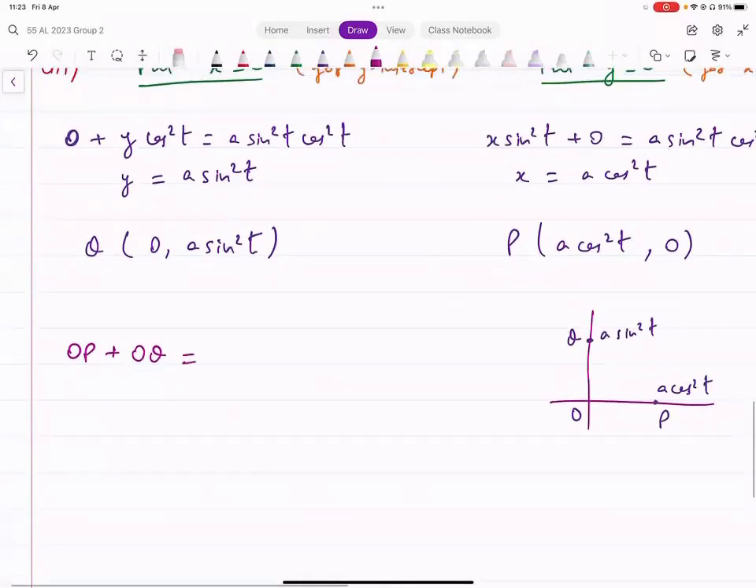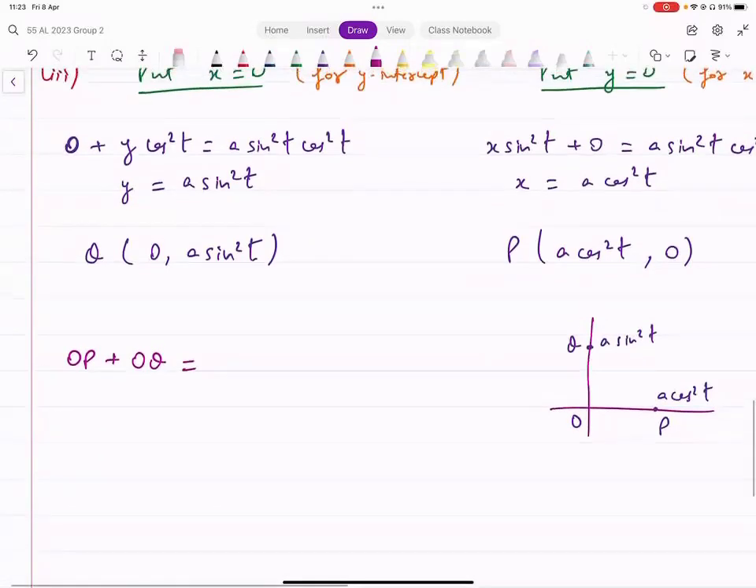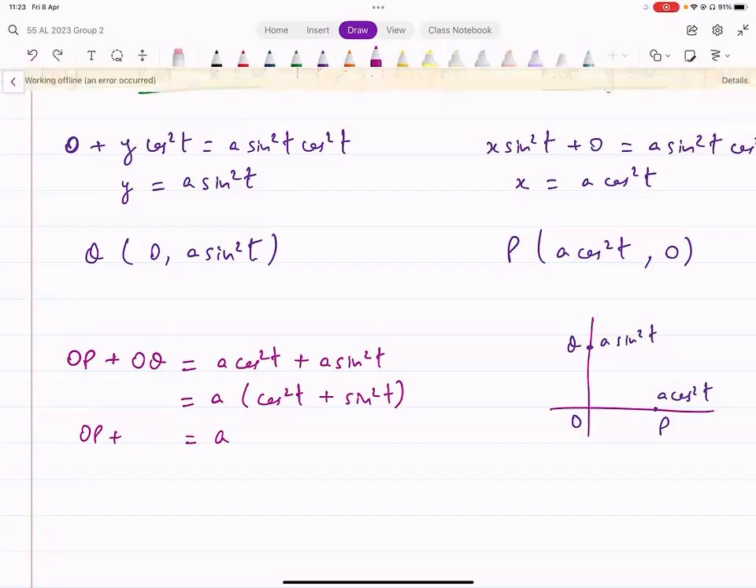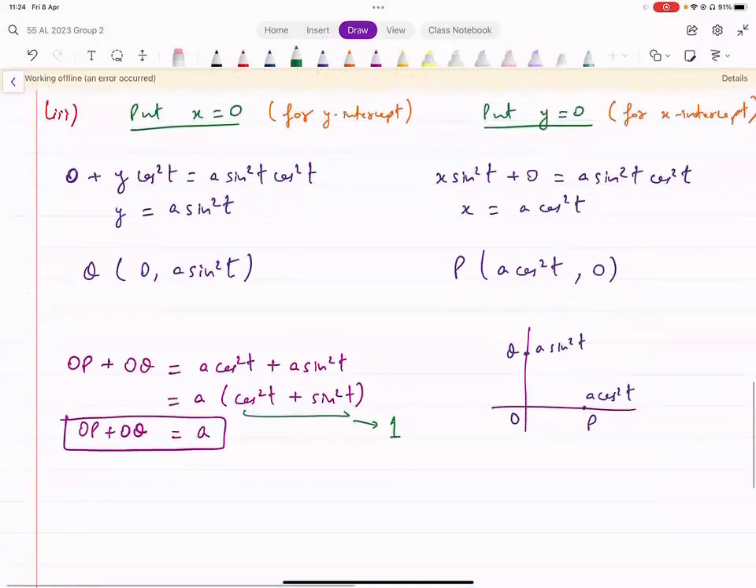Now what is OP? O से P का distance, that's A cos square T. O से Q का distance is A sin square T. You can take A common, that gives us cos square T plus sin square T. Now cos square plus sin square, that equals 1. So you have this equal to A. OP plus OQ, इसके value आपके पास आ गई A. This is what we had to prove. This is the third part.